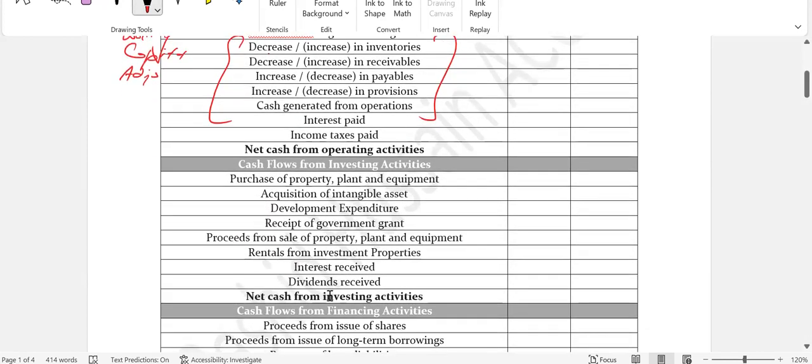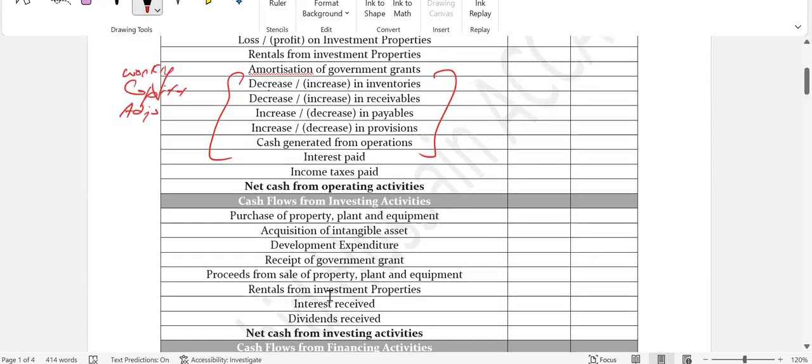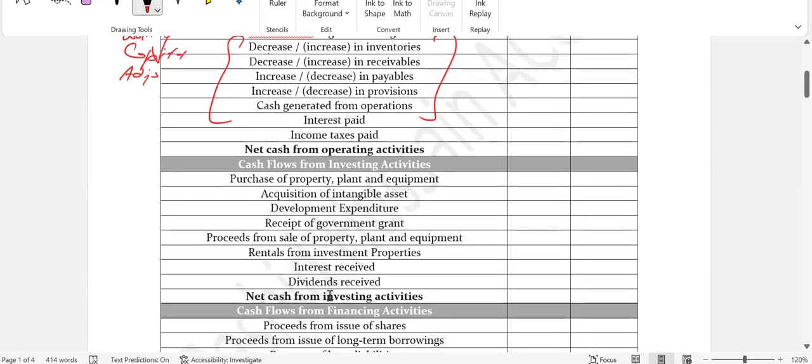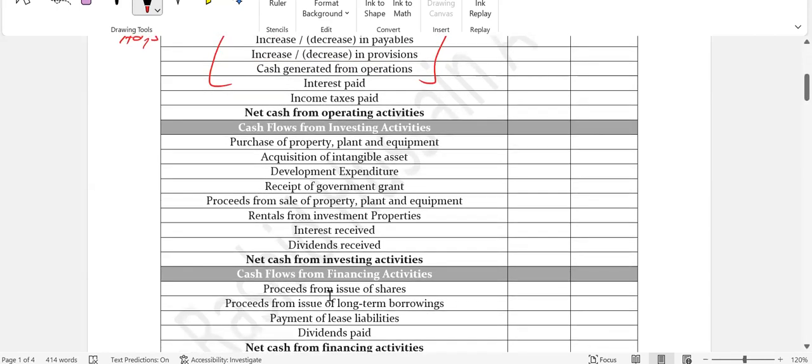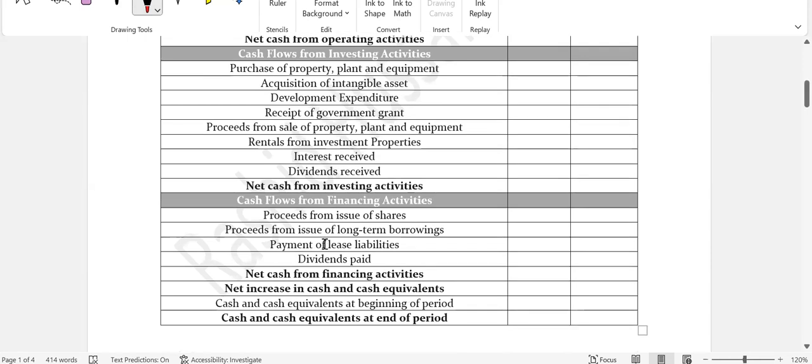The second activity is the investing activity, which is related to the buying and selling, the acquisitions and disposal of the assets. So we have the purchase of the property, plant, equipment, proceeds from the sale of the property, plant, equipment, and then other things such as the rentals received from the investment property, receipt of the government grant, dividend received, interest received. All these come within the investing activities. And then we have the cash flow from the financing activities, which is the issuance of shares, proceeds from the loans, the repayments of the loans, the dividends paid, all these things.